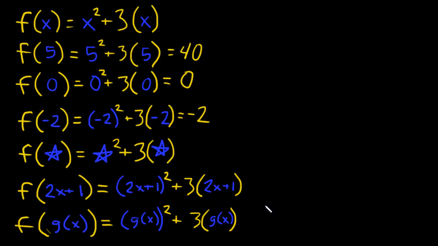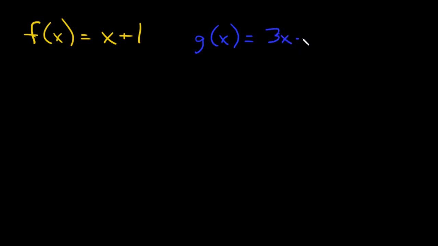Alrighty, so let's take that and now let's start on composite functions. Let me clear the screen and let's get started on that. Okay, so let's try now. F of x is equal to x plus 1, and G of x is equal to 3x minus 2.